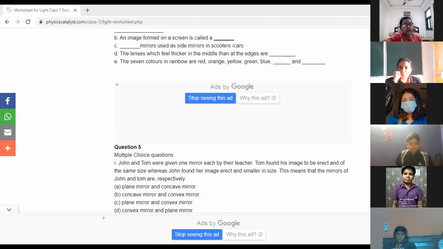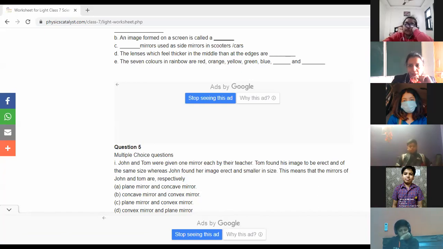Convex mirror. In a convex mirror, the image is smaller. Just try to recall that convex mirrors are used in the side view mirrors. And in side view mirrors, what is there? The smaller image is formed. Kindly relate like this.